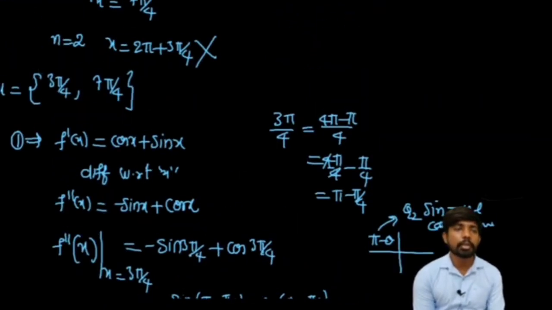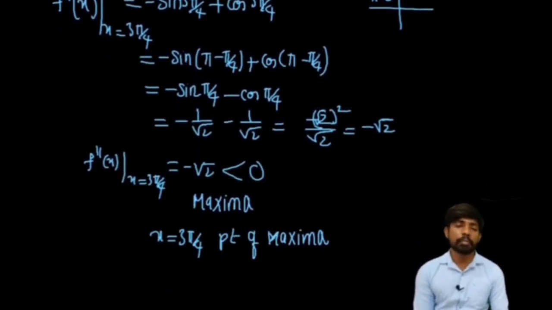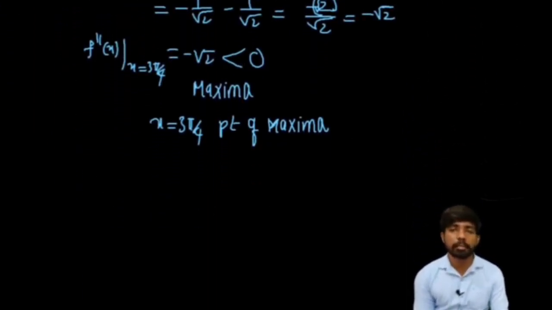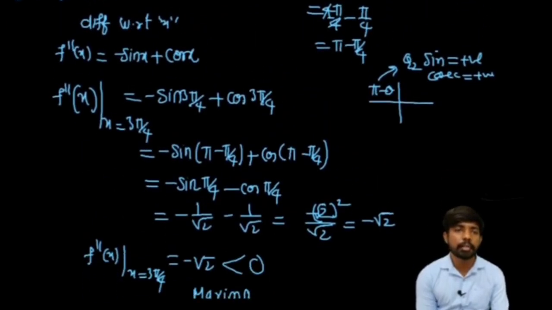These are the critical points we got. Now we got the point of maxima, and we need to find whether 7 pi by 4 is a point of maximum, point of minimum, or point of inflection. Now double differentiate. Where is the double differentiation? Here we have the double differentiation, equation 2.